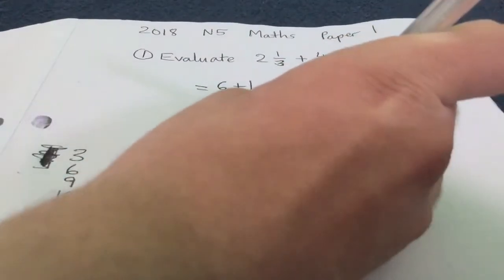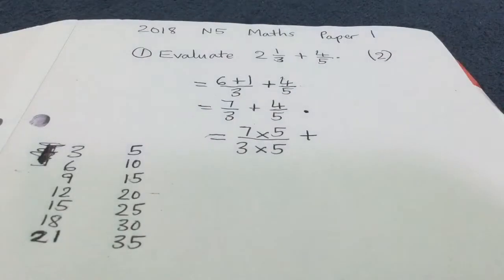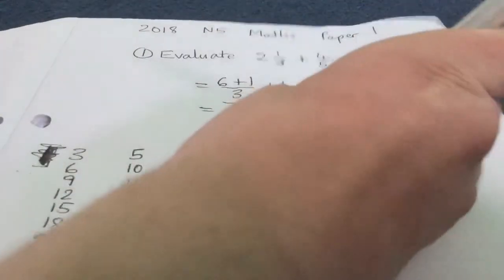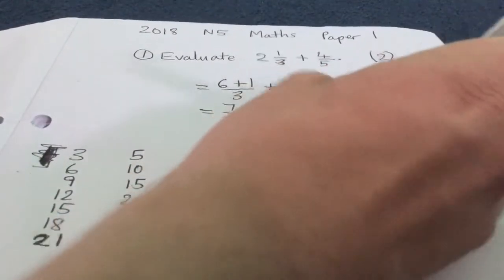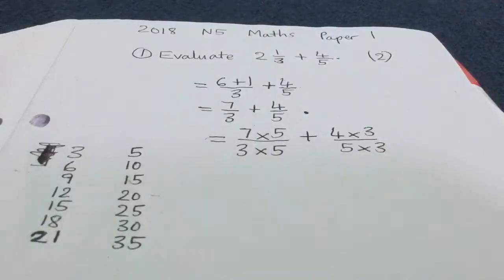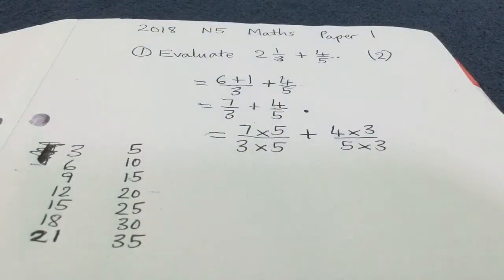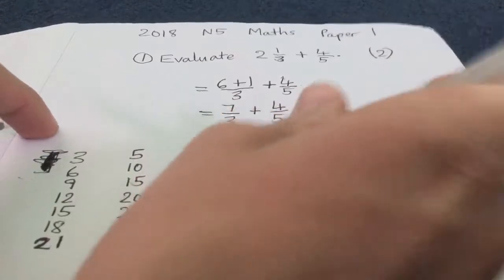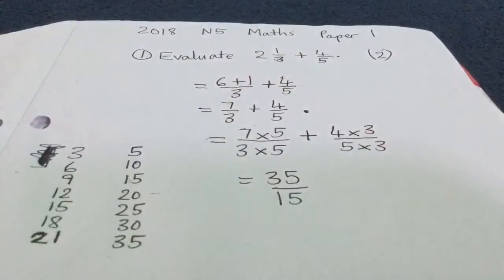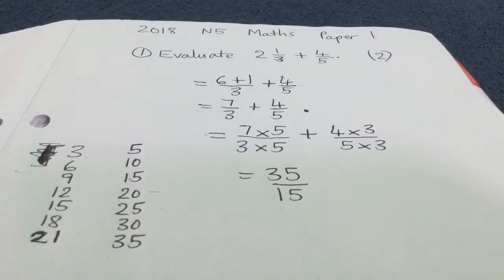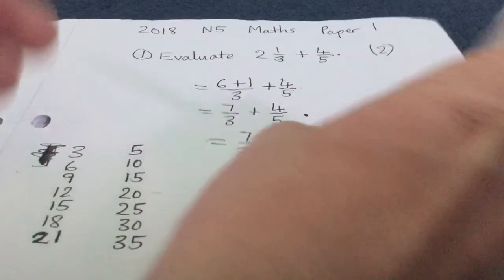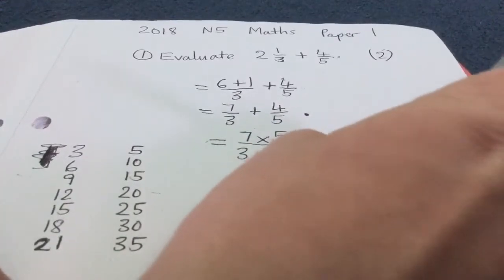And for 4/5, we need to multiply both the numerator and the denominator by a number so that the denominator is going to be 15, and that will be 3. So 4 times 3 over 5 times 3. The denominators are going to be the same, but the numerators won't, that's the point. So that is 35 over 15. 7 times 5 is 35, and 3 times 5 is 15. 4 times 3 is 12, and it's divided by 15. So put 35 over 15, add 12 over 15.